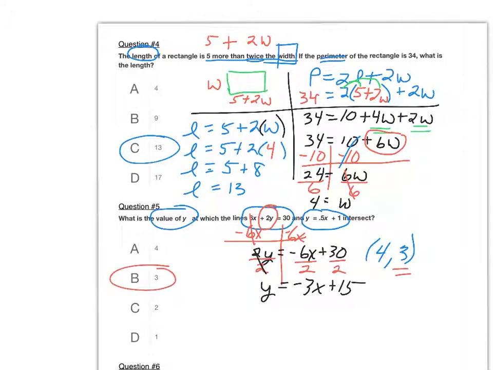So the answer is 3. Notice that they had the value of x, which was 4, also as a choice there. So you do need to be careful. Next question.